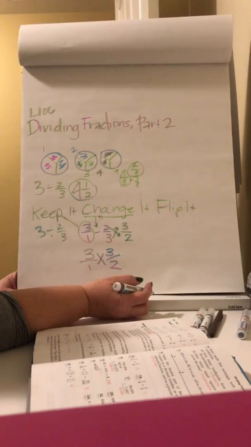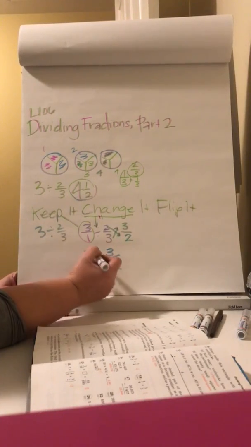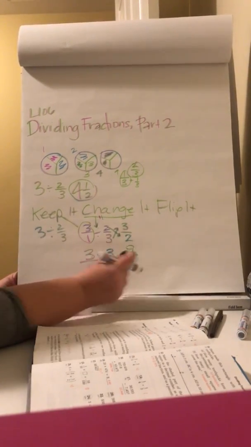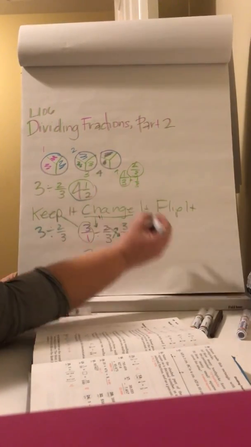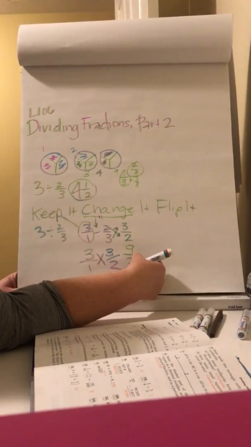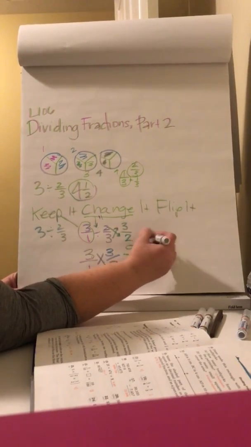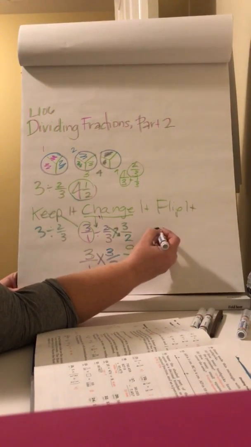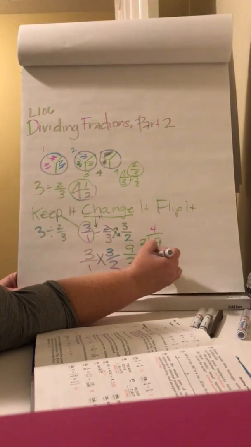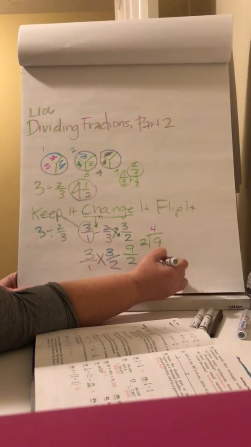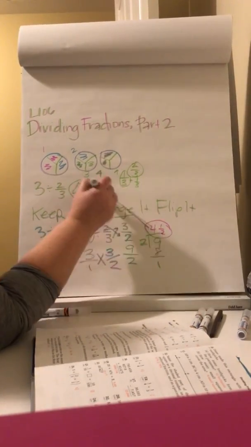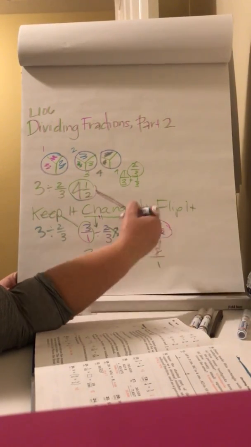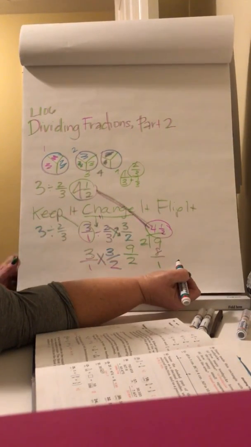Now we just do our usual multiplication with fractions. 3 times 3 is 9. 1 times 2 is 2. Oh, but we don't stop there because that's improper. So we're going to go 9 divided by 2. 2 goes into 9. Well, if we take 4, that's going to be 8. And we have a remainder of 1. So we put our remainder in fraction form. And did you see what we got? We got the same answer. So that's how we're going to do our division fractions.